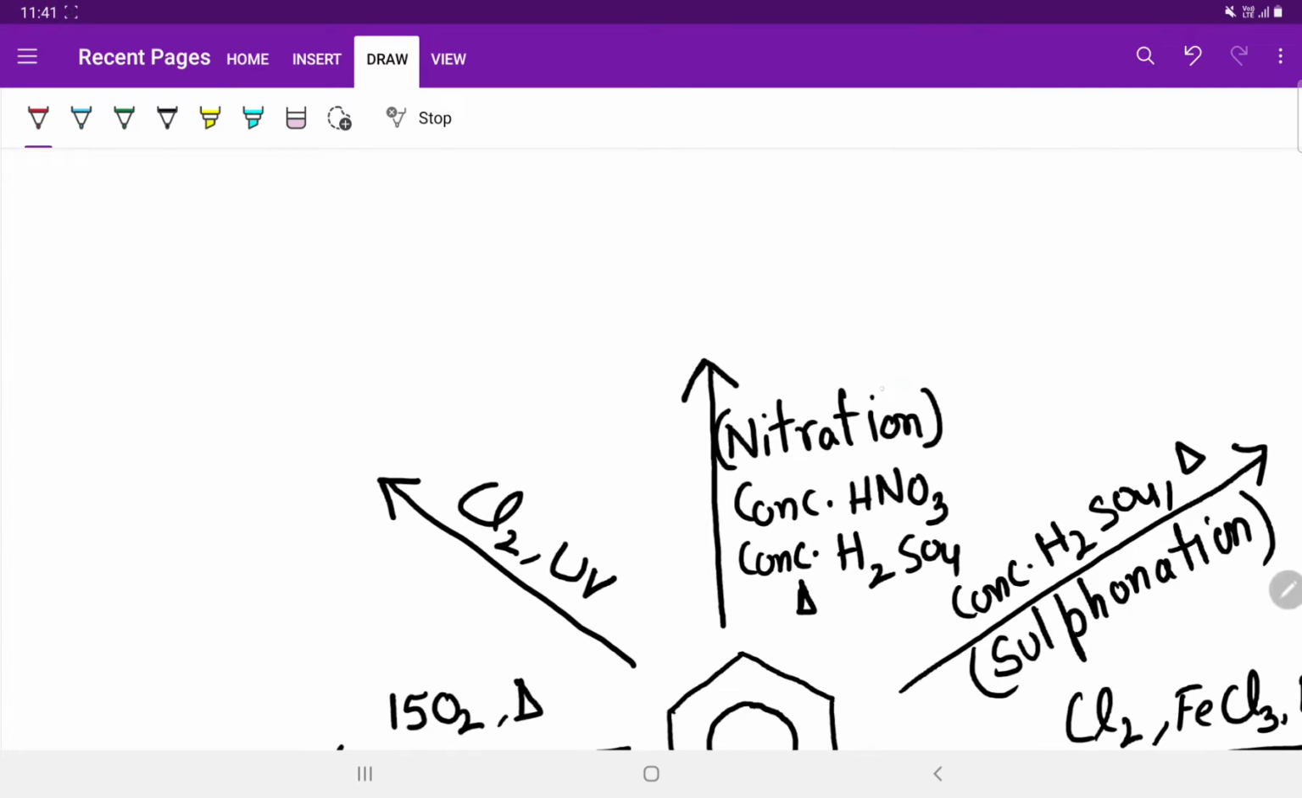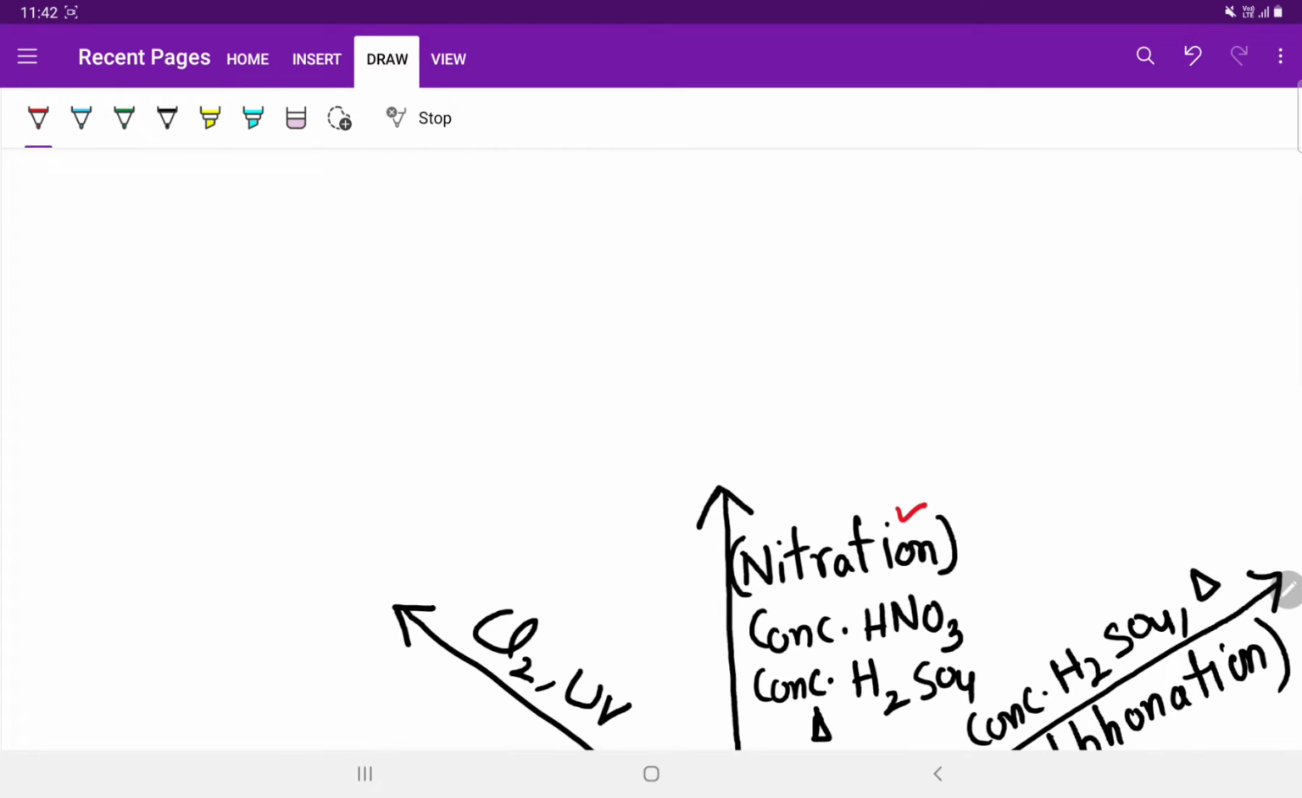This reaction occurs in the presence of concentrated nitric acid and concentrated sulfuric acid, and when this mixture is heated it leads to formation of nitrobenzene. So there is an addition of a nitro group on the first position, and this compound is known as nitrobenzene. You can see here, this is the nitrobenzene.